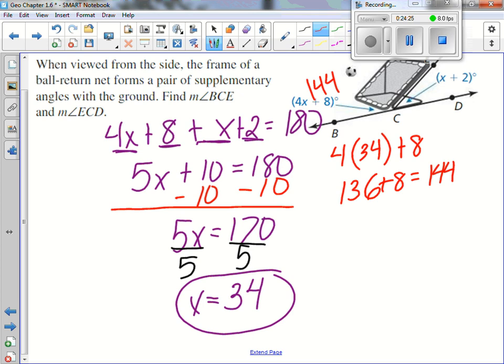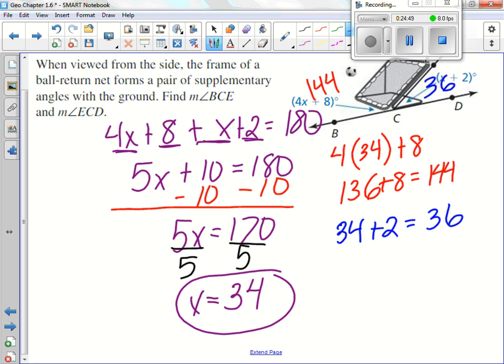What do I know about the other angle? It's going to add to it to be what? 180. So there's two ways I can find the other one. I can subtract 144 from 180, or I can plug it in. 34 plus 2 is 36. 36 and 144 do give me 180, yes? And that's it. That's all we have to do for this here. Questions on this here? And I think that brings us to the last problem. Yes?